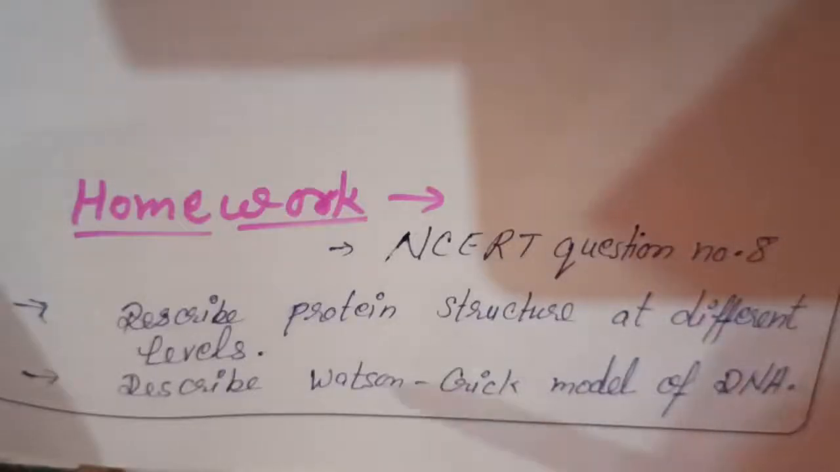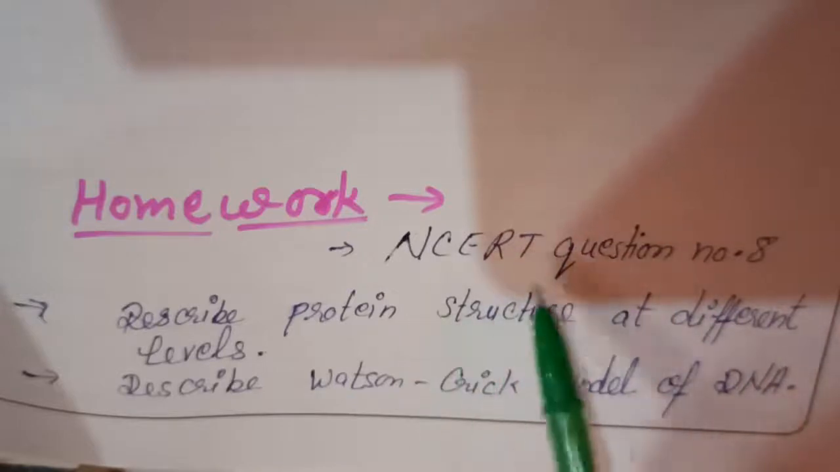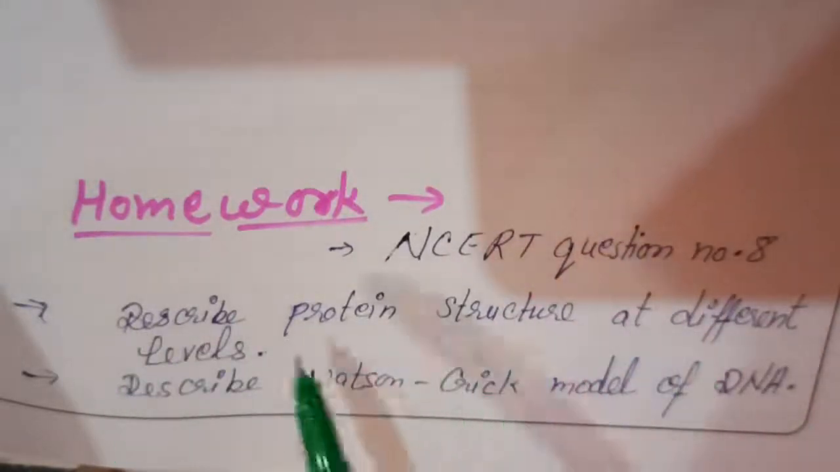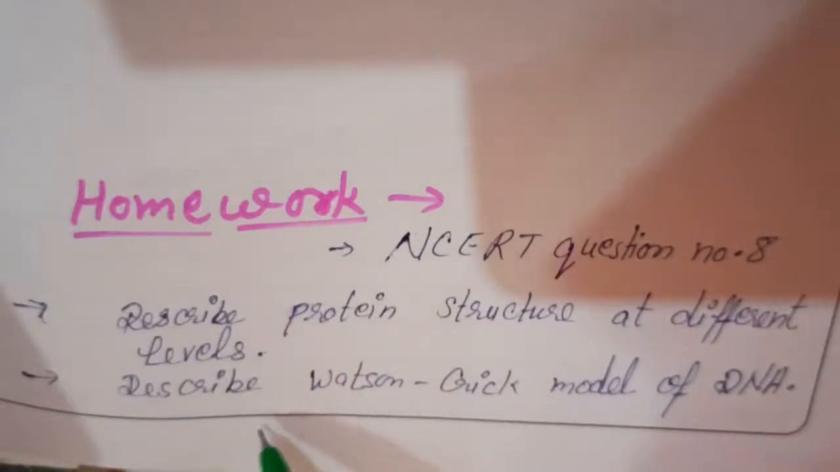So dear children, your homework for today is NCERT question number 8. You need to describe protein structure at different levels with the diagrams. And also describe Watson-Crick model of DNA. You will write the salient features and you will make the diagram.